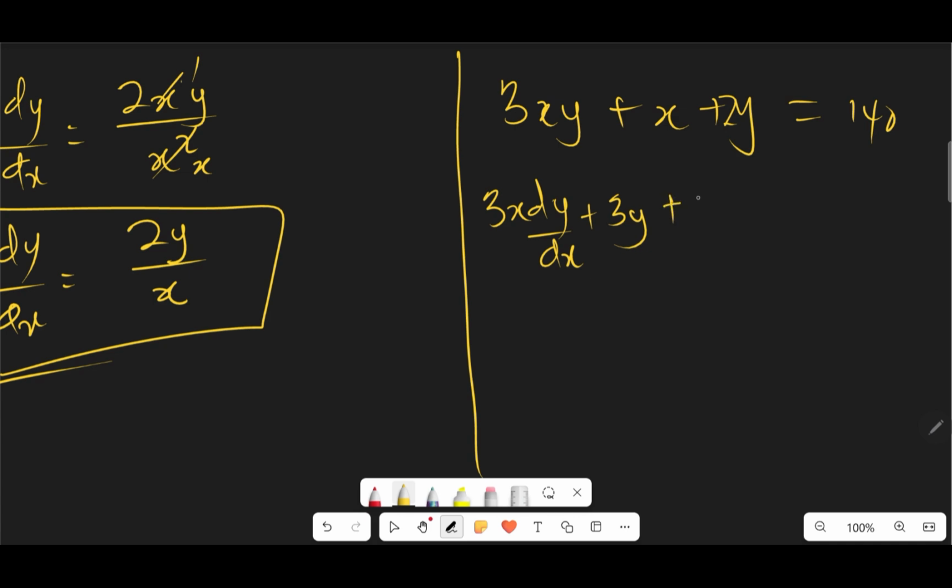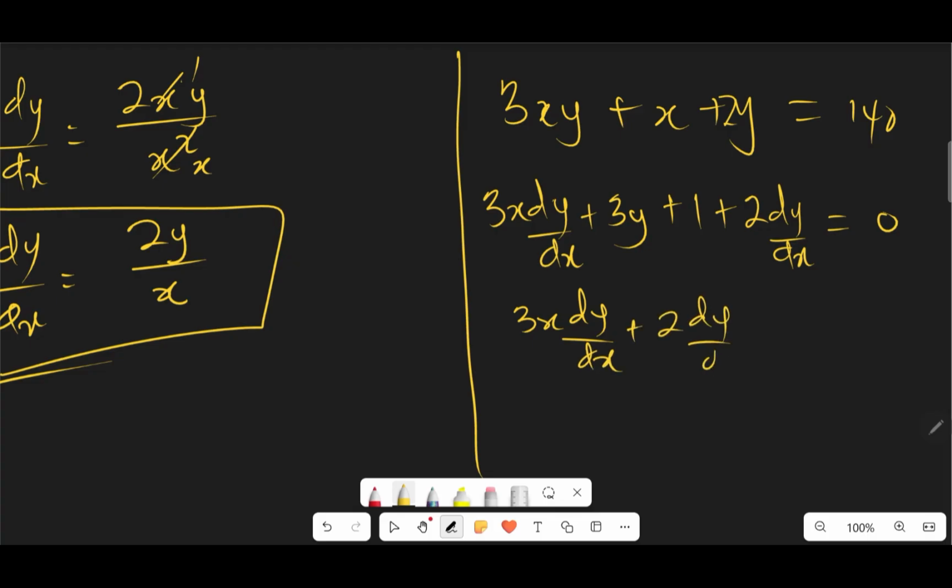Then I'll come to x. When I differentiate x, I'm going to get 1. Then if I differentiate 2y, I'm going to get 2, because it's y, it's going to change to dy dx, being equal to what? 0. Is that okay? So with this one, I'll group like terms. So I'm going to say 3x dy over dx plus 2 dy over dx being equal to 3y, which will move to the other side. That will give me 3y, then minus 1.